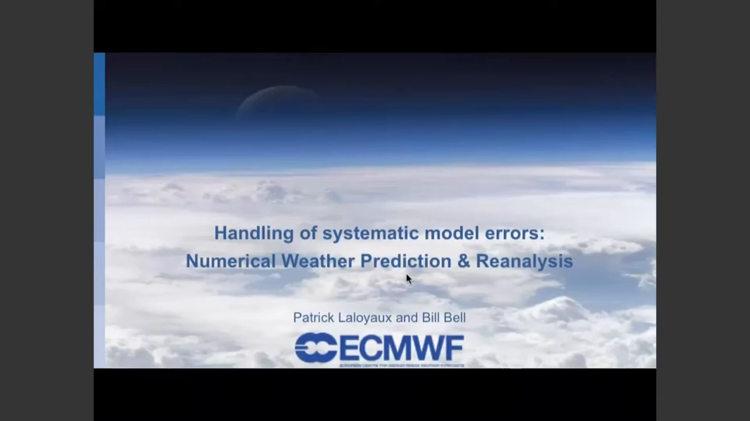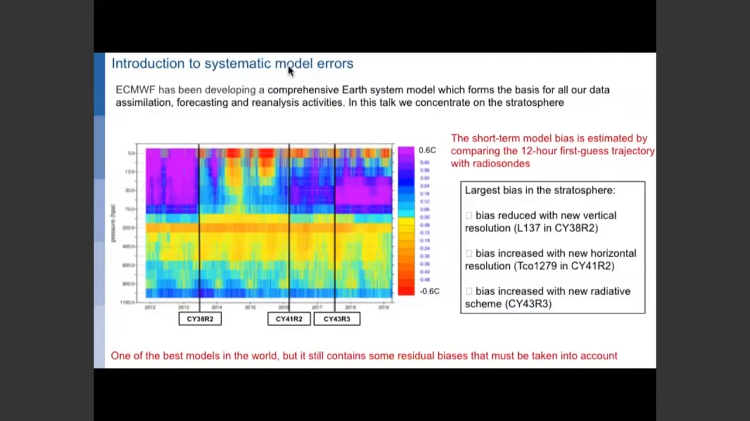So today in this talk, I will show you the kind of data assimilation method we've got, the one called weak constraint 4D-Var, show a couple of results for NWP, and then I will spend the rest of the time to see what we can do for reanalysis. Okay, so this slide is just to introduce model biases very briefly.